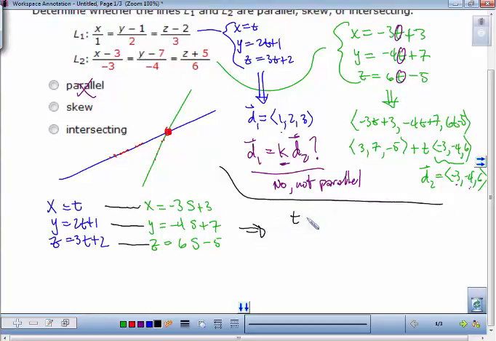So let's put those 2 together. You get t is equal to negative 3s plus 3, 2t plus 1 is equal to negative 4s plus 7, 3t plus 2 is equal to 6s minus 5.